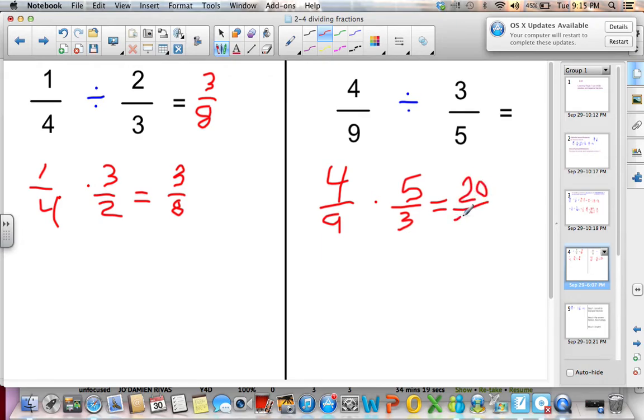9 times 3 is 27. That cannot be simplified anymore, so that is our final answer. 27.